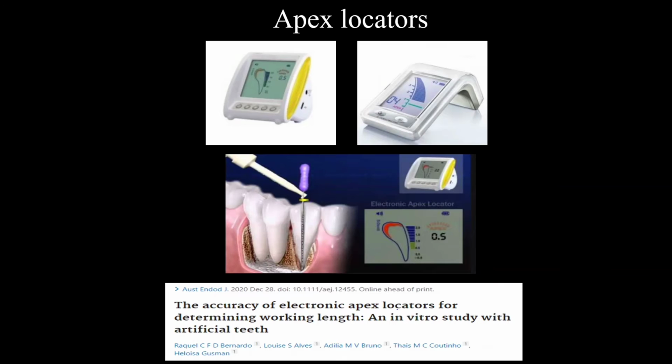Hence, we can conclude that the radiographic apex does not coincide with the anatomic apex of the tooth, and apex locators can be used as adjuncts for working length determination more accurately along with radiographic methods.